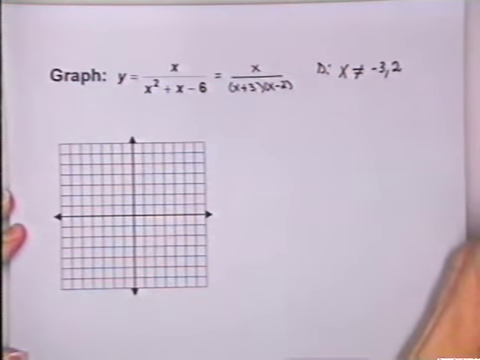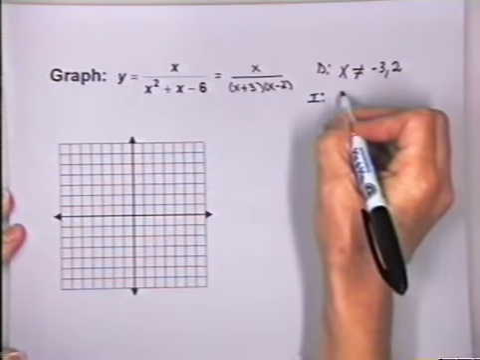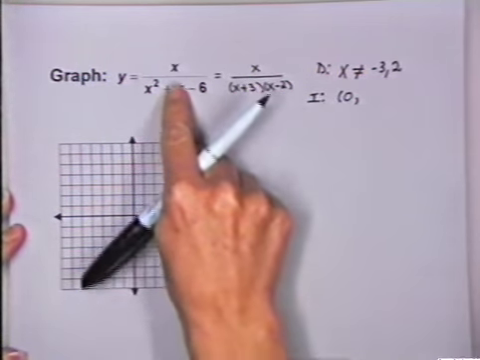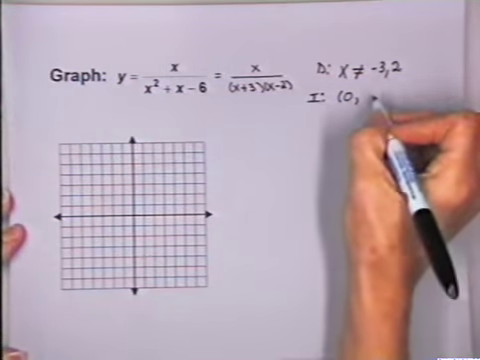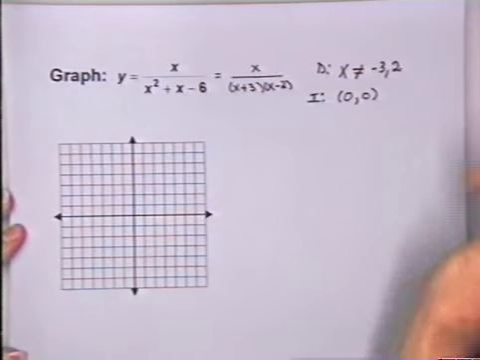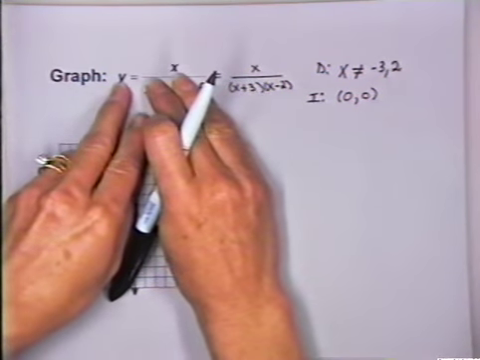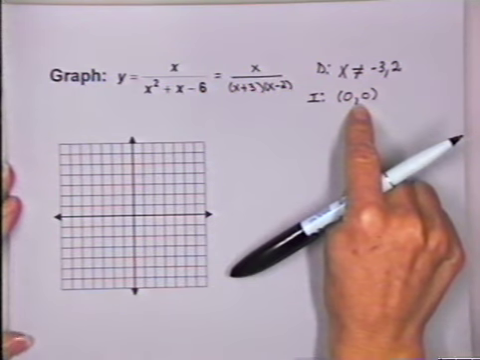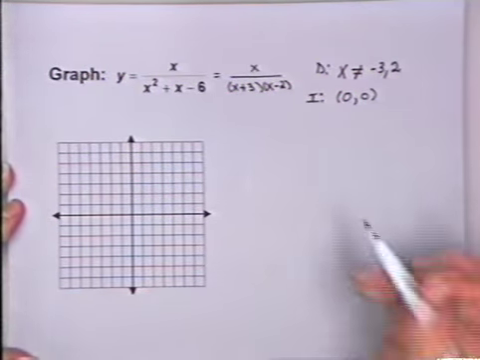So we'll list those. Let's go ahead and find our intercepts. If we choose x to be 0, notice in your original equation you'll have 0 over -6. 0 over -6 is 0. If we let y be 0, notice if our numerator is equal to 0, then x is 0. That just gives us our same point. So we only have that one point for both x and y intercepts.